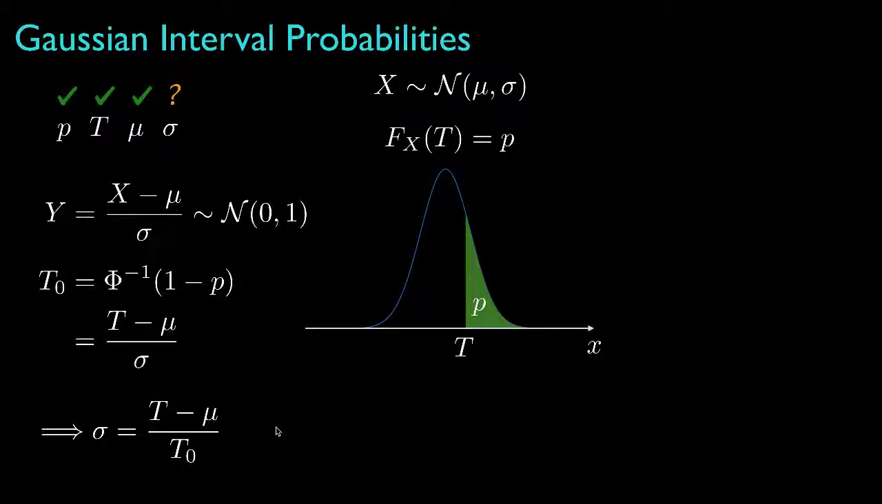Well, in summary, understanding how to solve for any of the related variables in a Gaussian interval probability is an important skill to develop in probability theory.